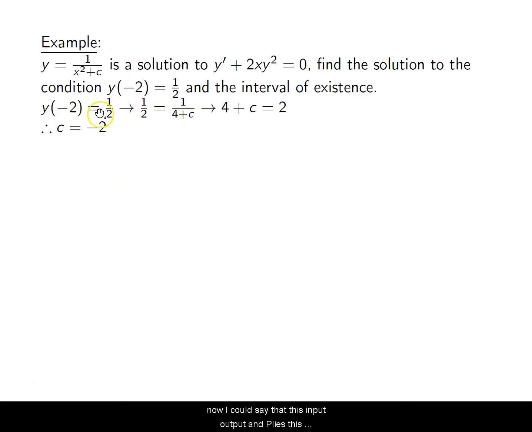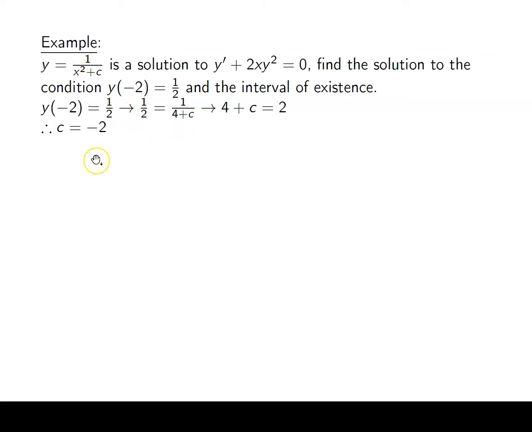Now, I could say that this input-output implies this equation, and then work it vertically like we normally do. However, this is a video and I don't have a lot of space, so I'm going to work horizontally quite often. I do work vertically a lot, but for small calculations like this, I just work it horizontally and come to a conclusion. So you will see me work in the vertical sense when it makes more sense to do so, right? So therefore, my constant here is -2. I need to know the interval of existence.